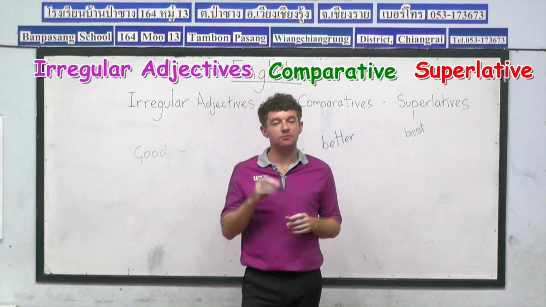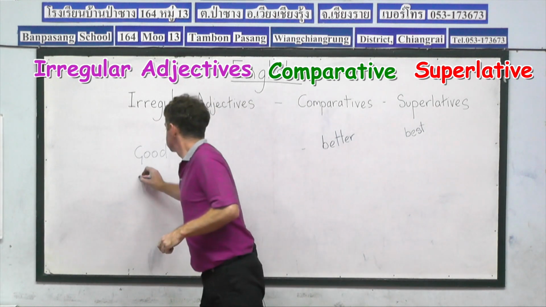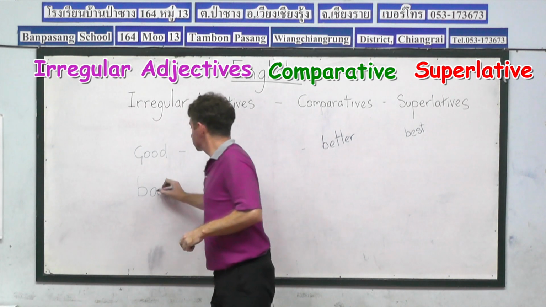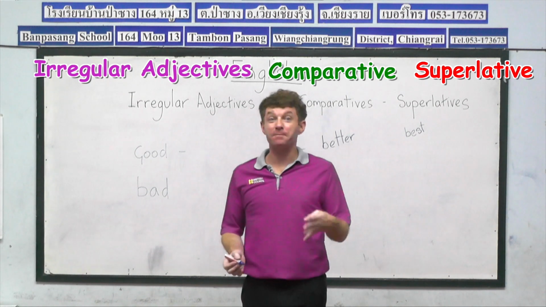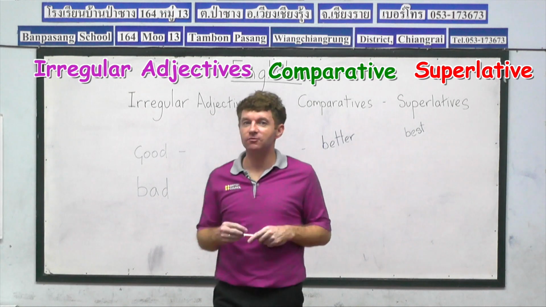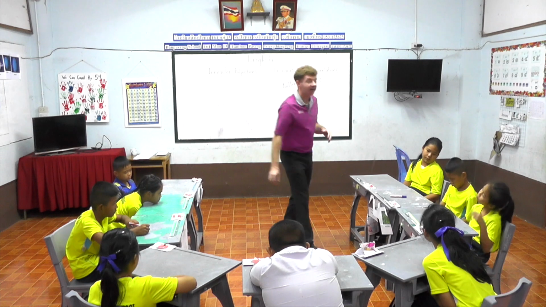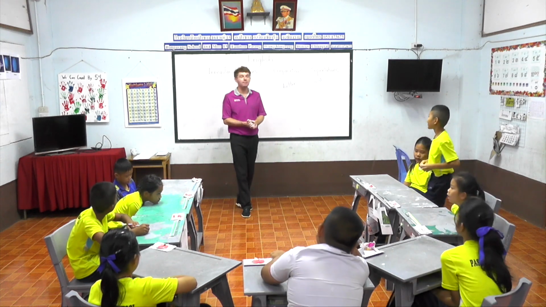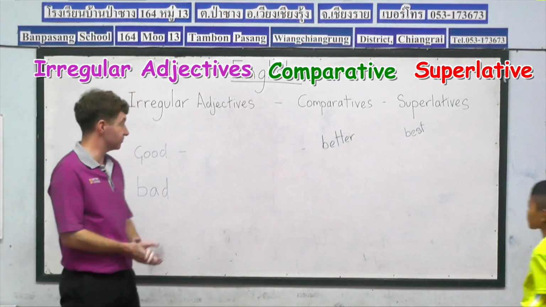So now let's demonstrate with a couple more irregular adjectives. The opposite of good is bad. But we can't say badder. We can't say baddest. We have to change the word form again. So let's have another student demonstrate how we can do it. And now the pen is with Pangpon. So Pangpon, come forward and demonstrate how we can change bad into comparative and superlative form.